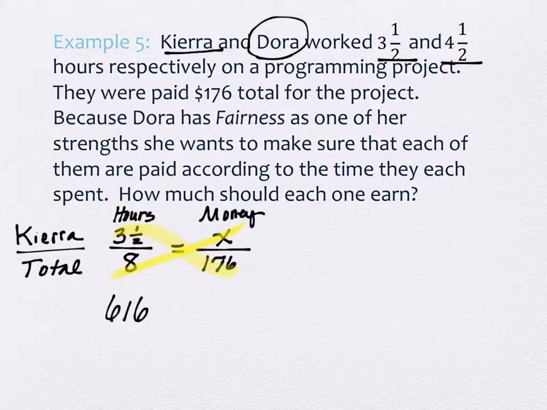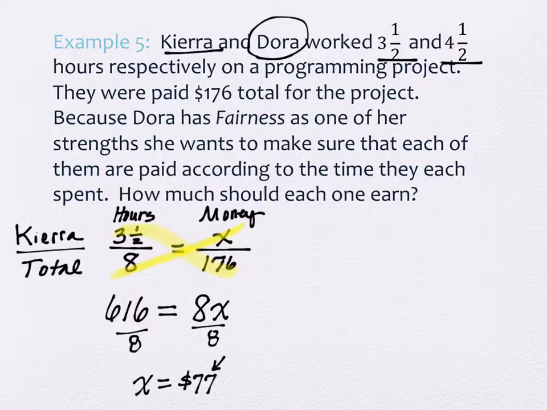Yes, 616. And then on the other diagonal, I have 8x. And if I divide by 8, what did she make? 77. Now, that doesn't answer the total question, right? It said how much should each one earn. So this is Kiara.